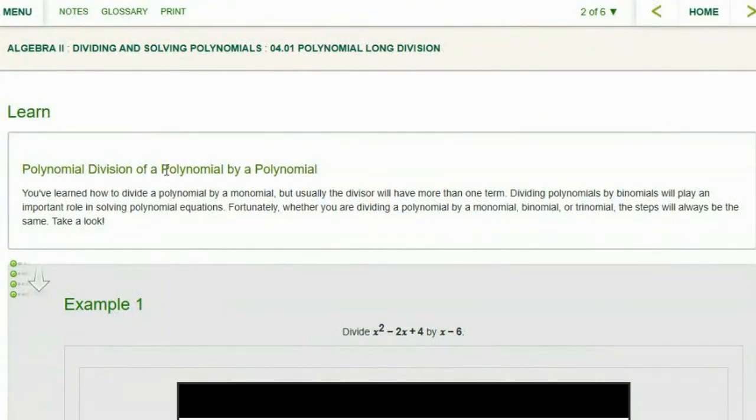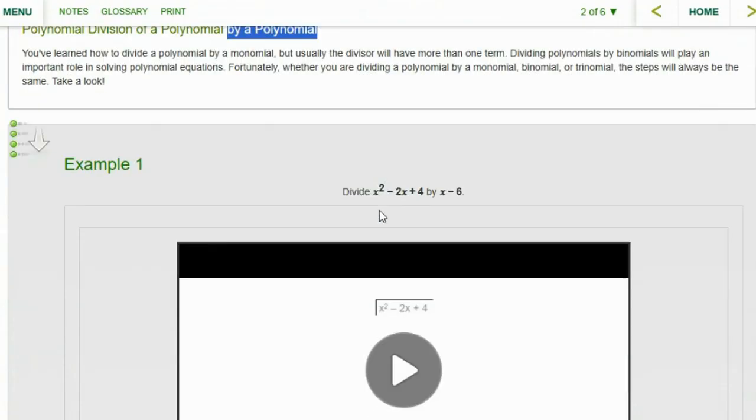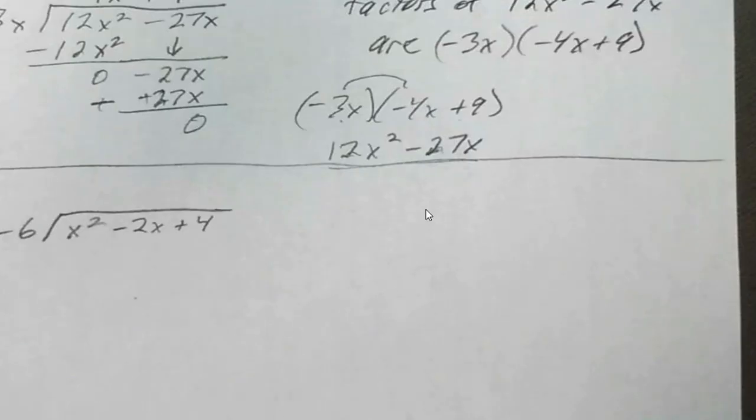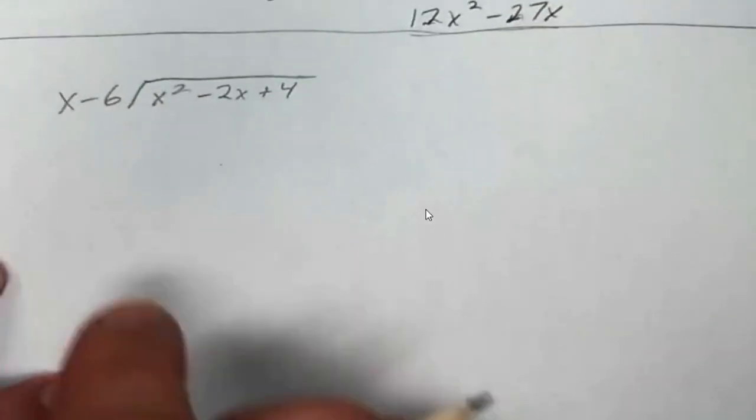Polynomial division of a polynomial by a polynomial. So now we're dividing by x minus 6. So let's see if we can work that on paper before we watch how they explain it in their videos. So let me write this down. This will be fun if I remember all the steps here.